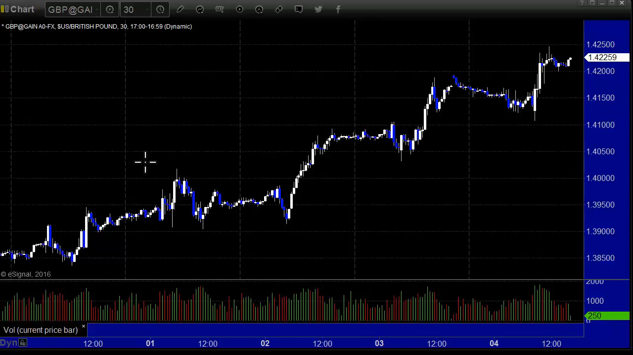Range for the week here was about 400 pips. Probably the biggest day was Wednesday, maybe Thursday. So we did all right. We had some stop outs. It's not a huge week.